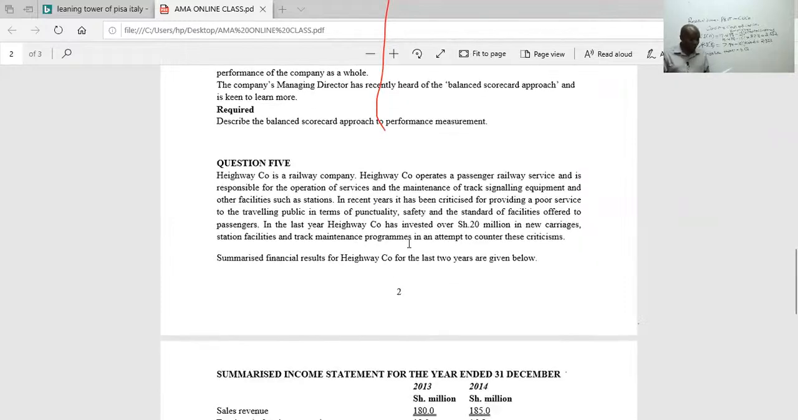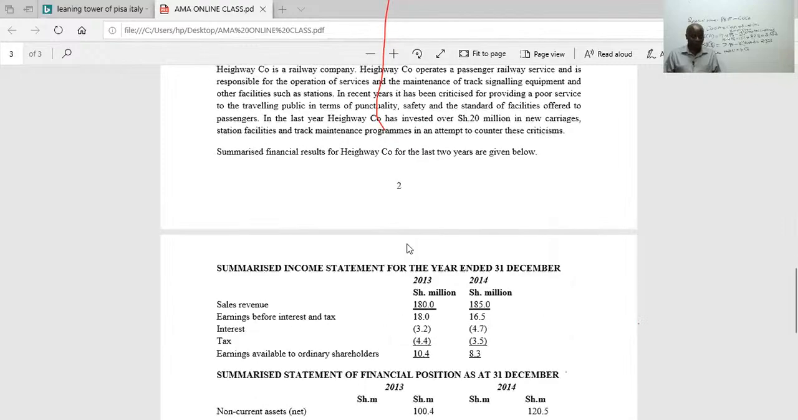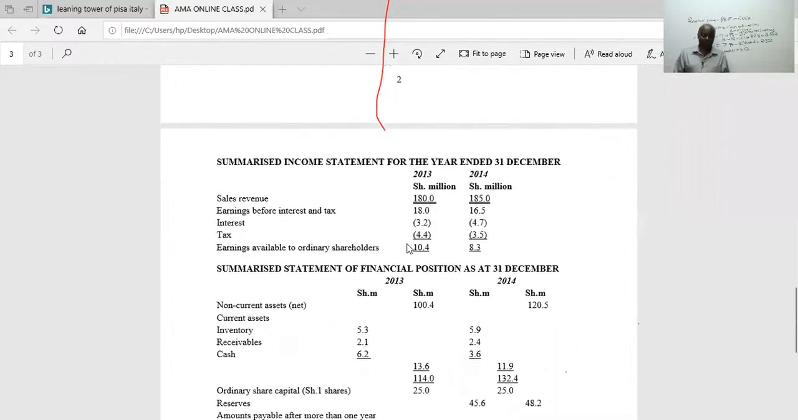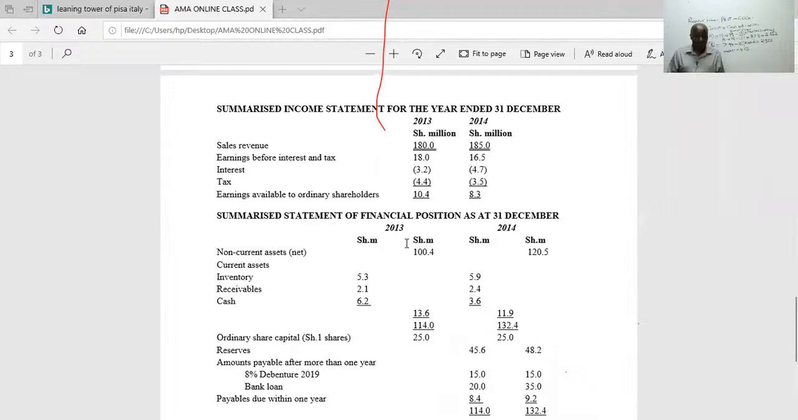In the last year, Highway company has invested over 20 million in new carriages, station facilities, and track maintenance programs in an attempt to counter these criticisms. Summarized financial results for Highway company for the last 2 years are given below. So below there, I can see the incomes. I can see sales revenue.